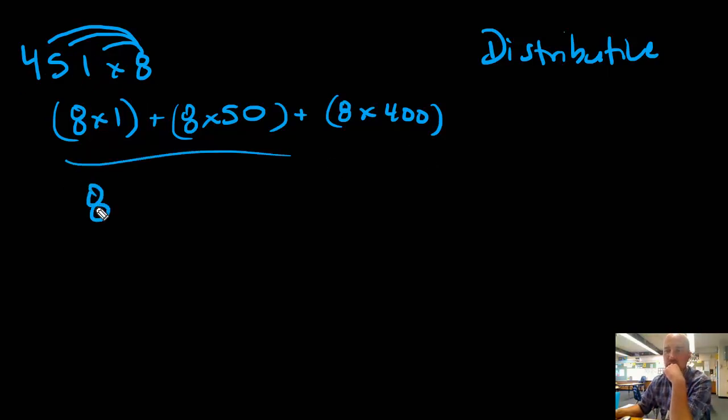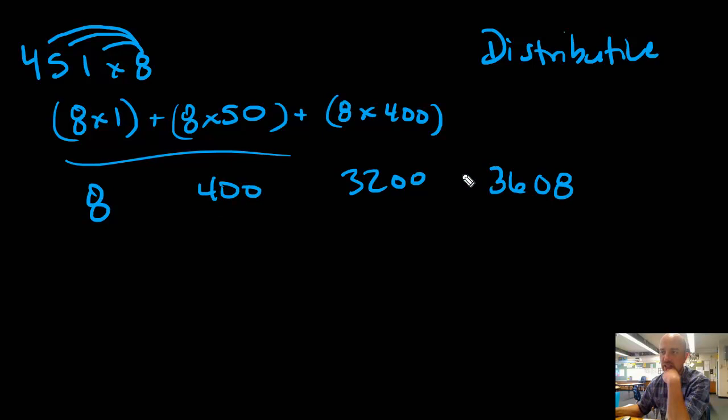your answer. 8 times 5 is 40, so 400. 8 times 4 is 32, so 3200. And then I would add those up. 3200 and 400 is 3600, and I have that 8.